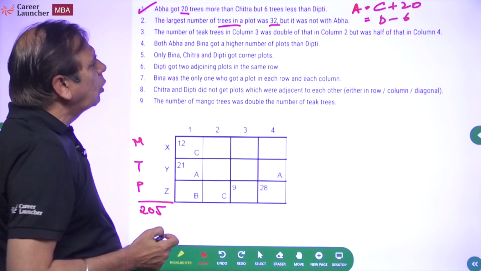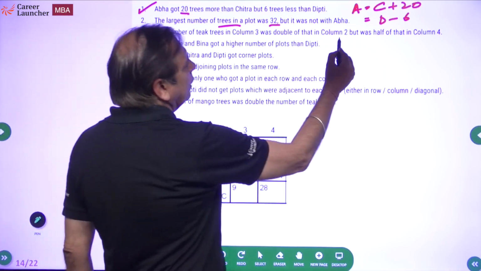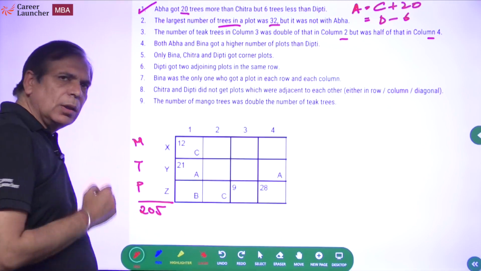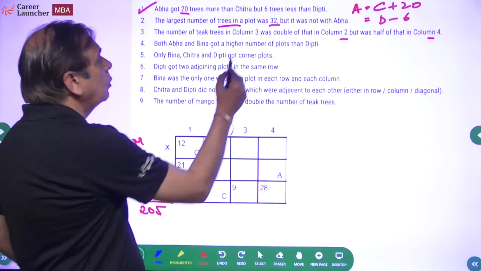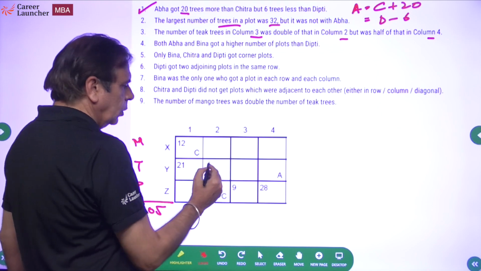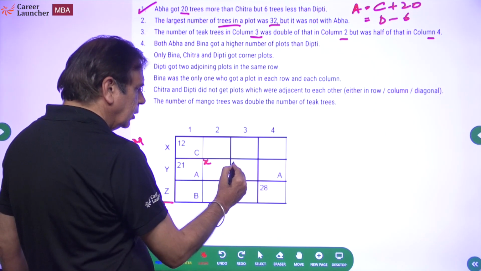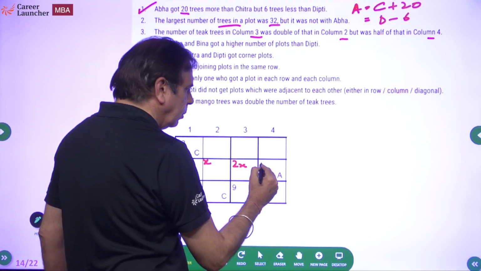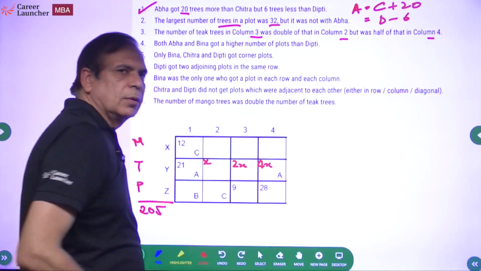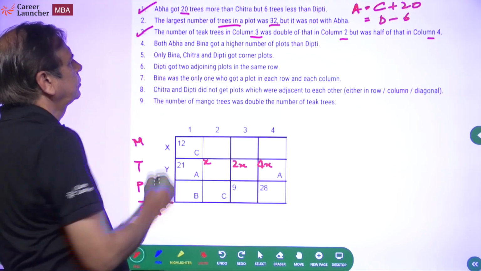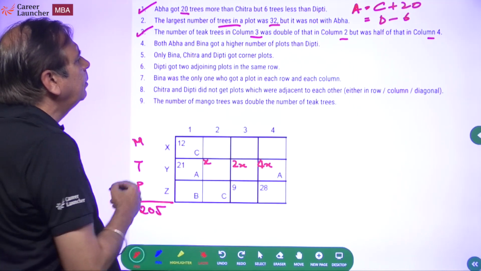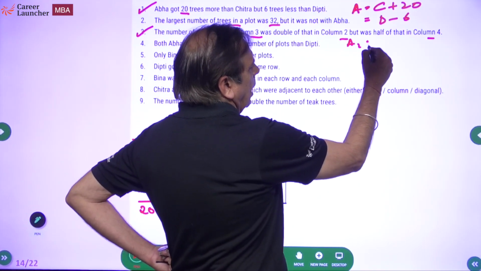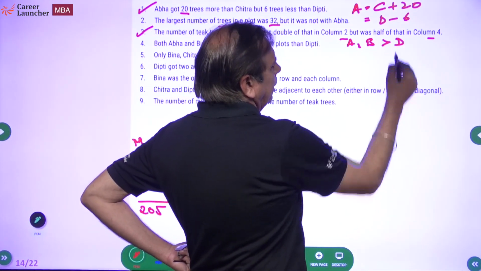The number of teak trees in column 3 was double that in column 2, but was half in column 4. The number of teak trees in column 3 is double of column 2. So if I say this is X, this will be 2X. Okay, but was half of column 4, so 4X. Okay. Both Abha and Veena got a higher number of plots than Deepti.